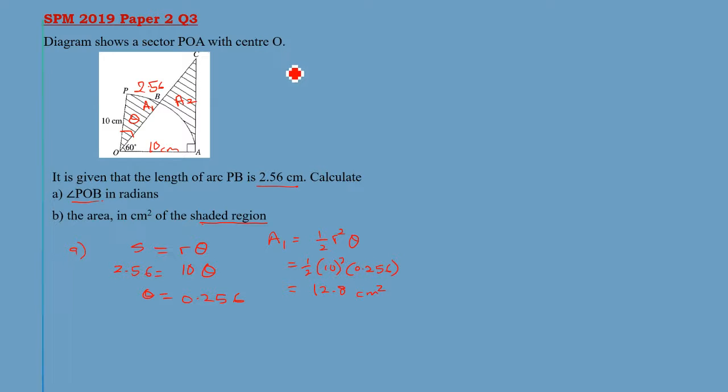So what we are doing is using the concept of sine, cos, and tangent. We have tangent 60 equals AC over 10. So what is the height? It will be 10 tangent 60. So what is the area of this big triangle? And what is the area of the sector? So we find the area of this big triangle minus this sector, which will give you A2. So how to find A2?